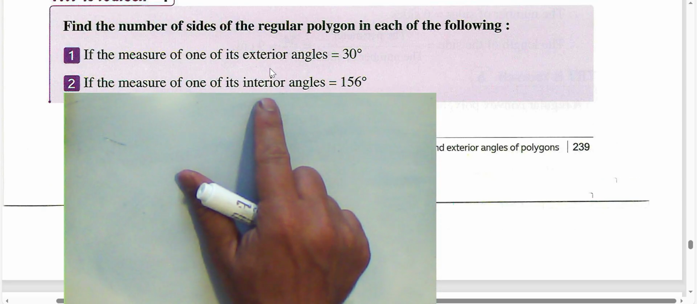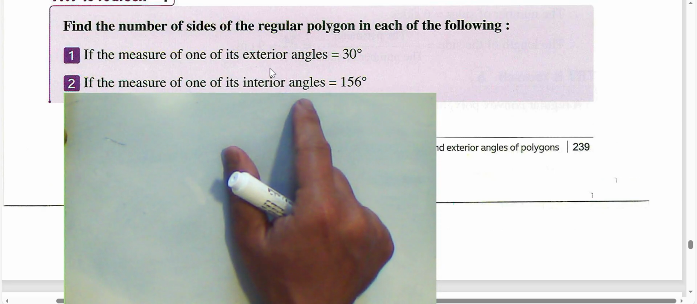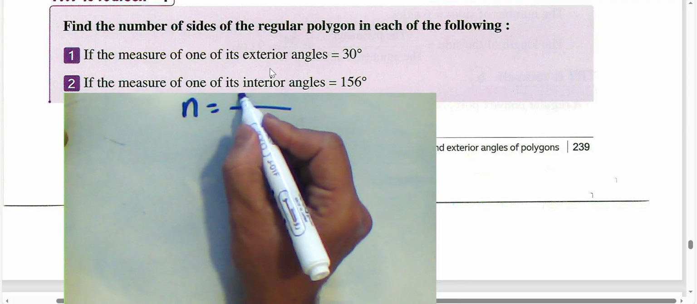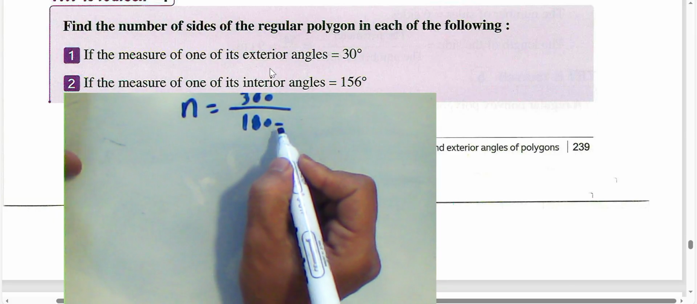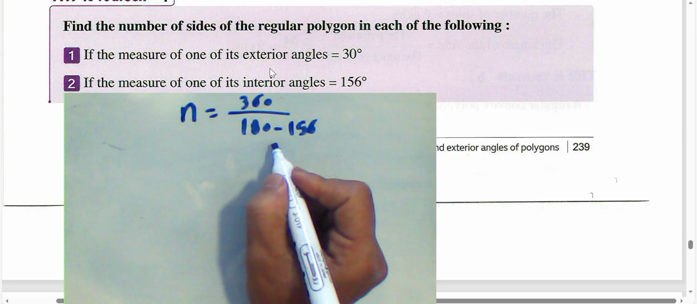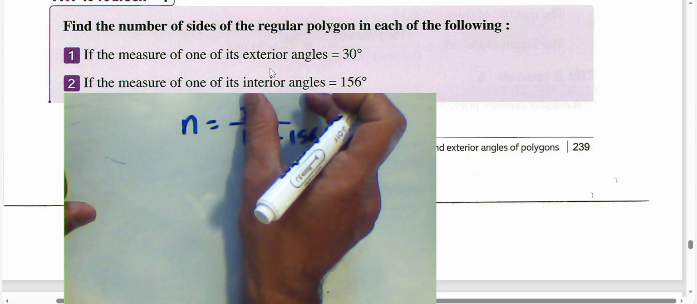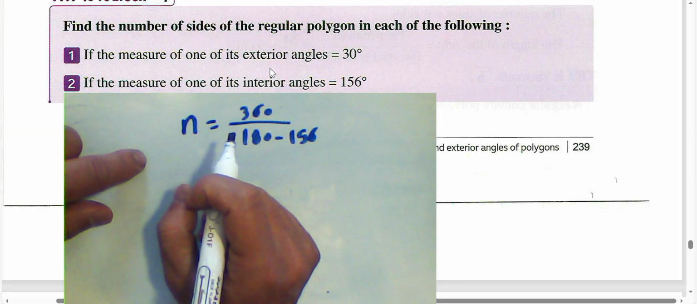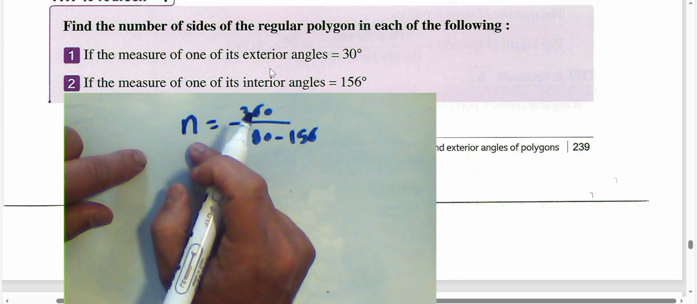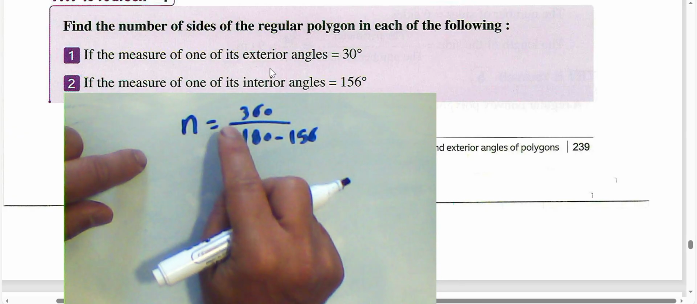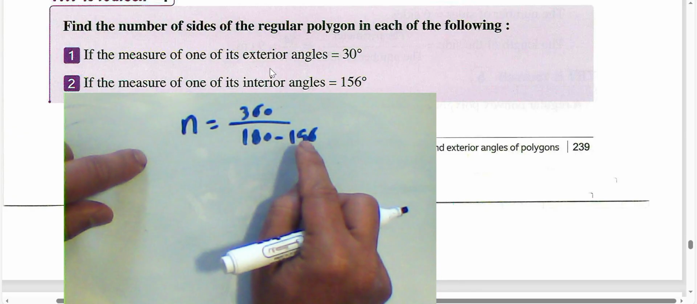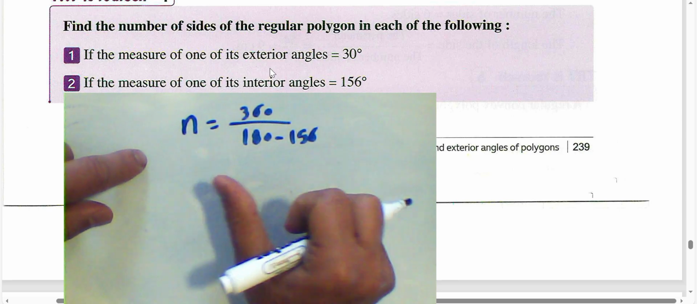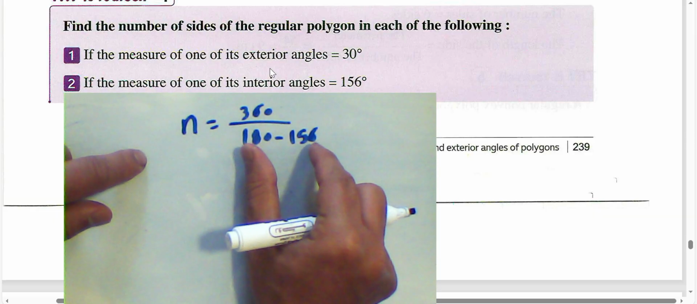If the measure of the interior angle is 156, you can write the number of sides equals 360 over 180 subtract 156, because he gives us the interior angle in the example. So you can write n for the number of sides. You want to find the number of sides, which equals 360 divided by 180 subtract 156 to find the exterior angle. Do you remember the rule? I wrote it a minute ago: 360 divided by the measure of the exterior angle.